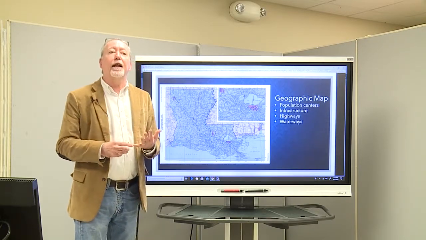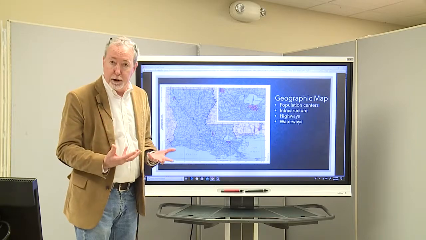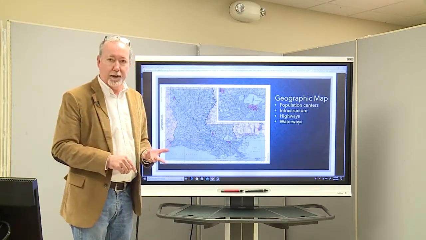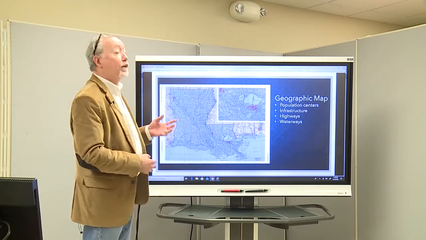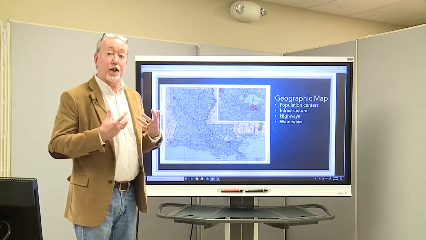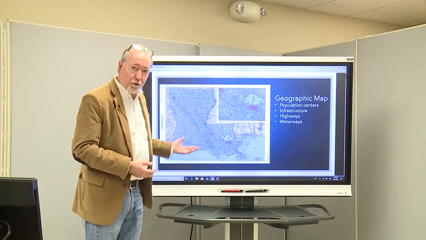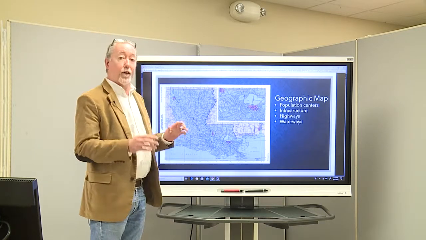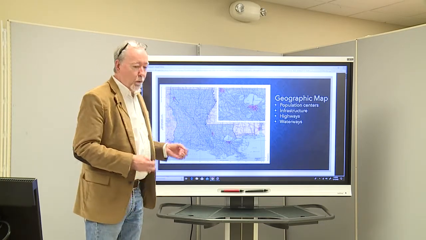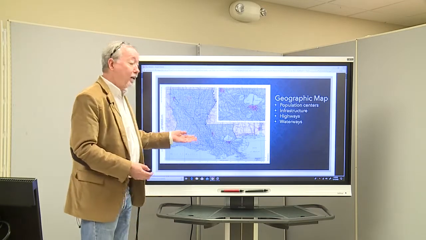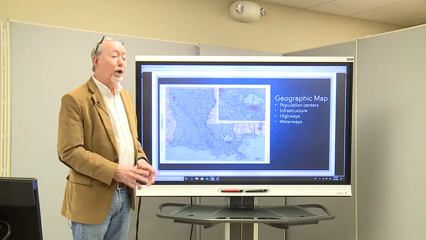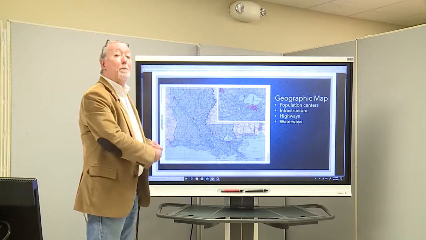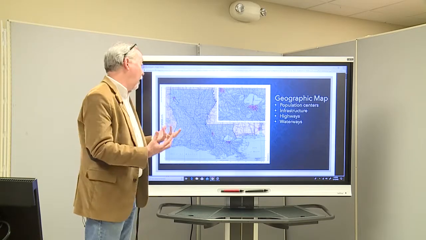Infrastructure is anything that your society builds. We're talking roads, we're talking buildings, we're talking anything that's needed to make your community, to make your civilization successful. This map shows us all of that. The highways, the waterways, the population centers. Again, it has to do with the people living in the state of Louisiana. This really doesn't tell me very much about those people. Instead, it tells me more about what those people have already succeeded and done.